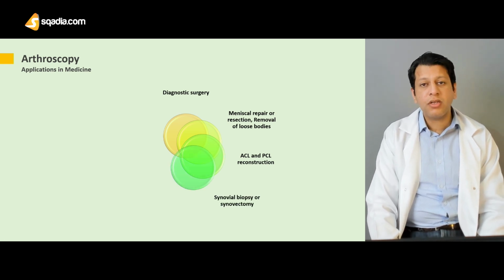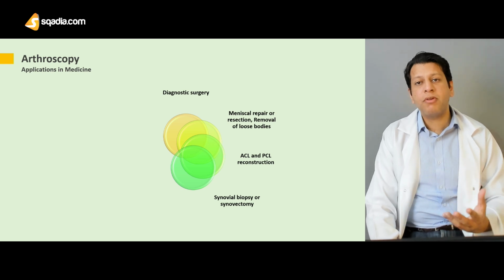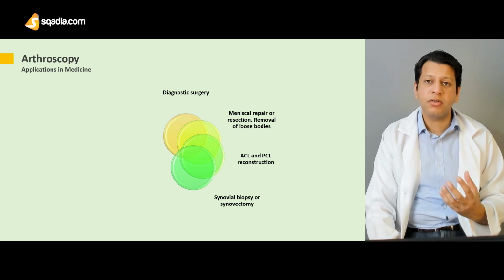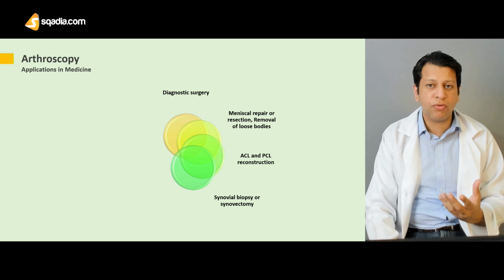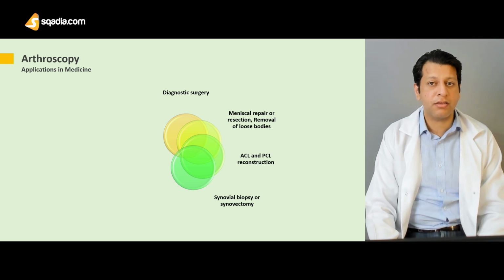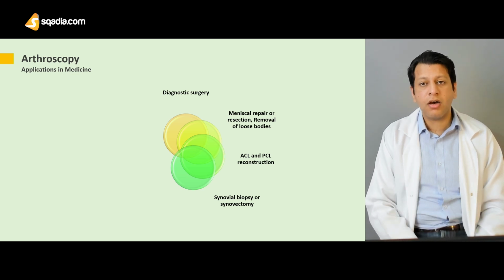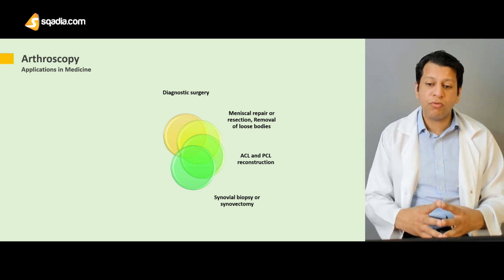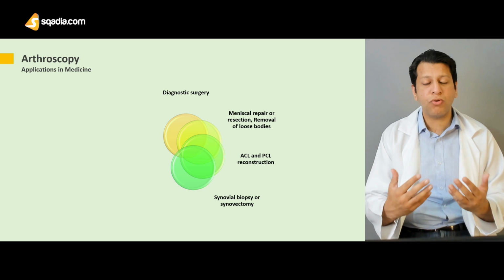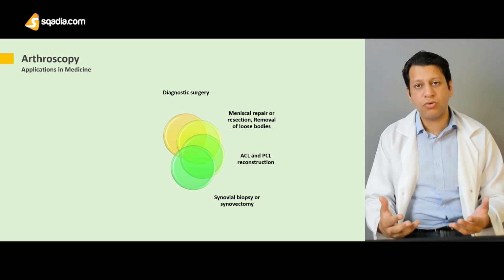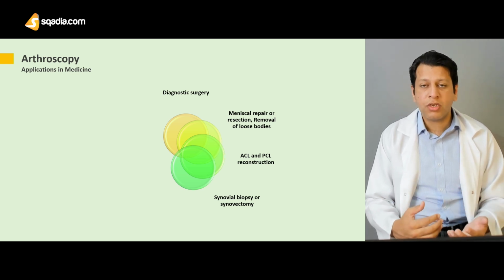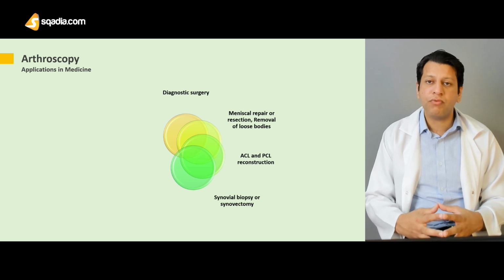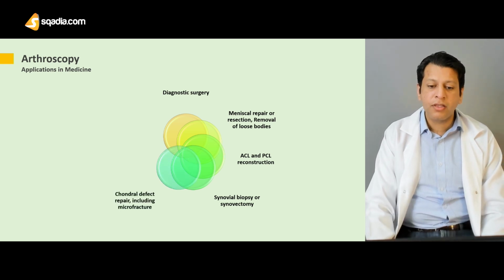Other options which we can do is, if for example we are suspecting any tumor or any synovial pathology like PVNS or synovial chondromatosis, in that case, instead of using an open incision to get a biopsy, we can use an arthroscope to get a synovial biopsy at that time.